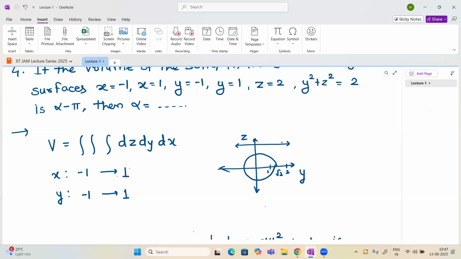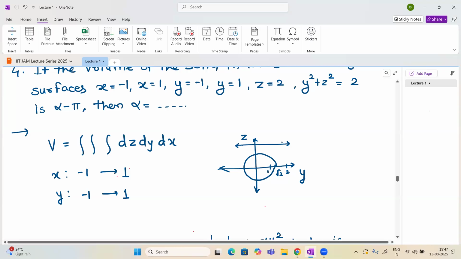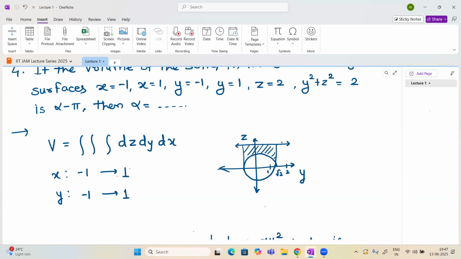In the YZ plane, it will be a line. And in XY, that means in 3D, it will be a plane parallel to the XY plane, right? So the region is bounded by this line and this circle. That means this kind of region you have here, right? Agree with me?